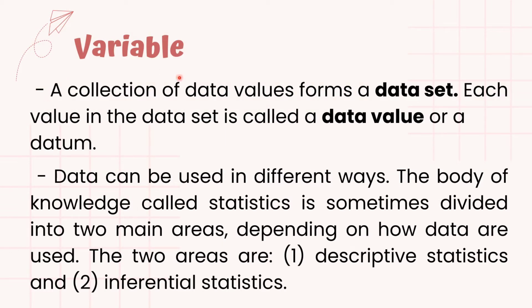Additionally, a variable is a collection of data values which form a dataset. And each value in the dataset is what we call data value or datum. Data can be used in different ways. The body of knowledge called statistics is sometimes divided into two main areas, depending on how the data are used. So the two main areas are number one, descriptive statistics, and number two, inferential statistics.